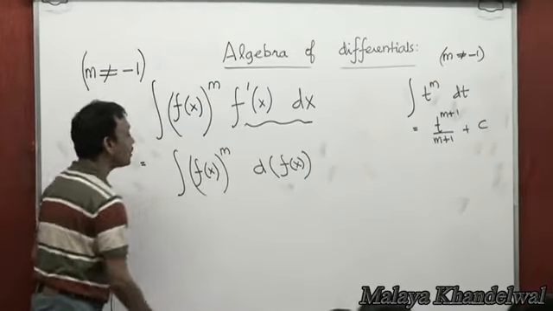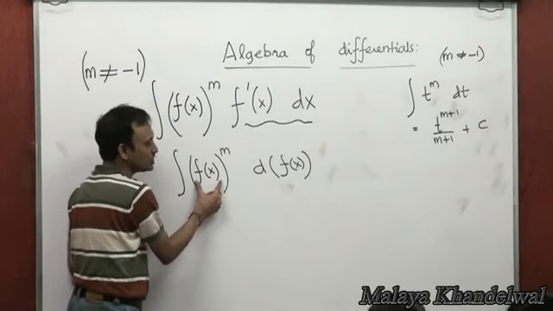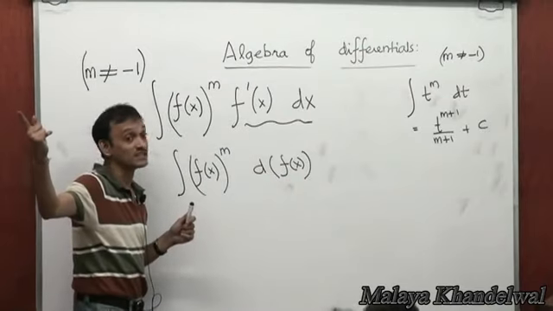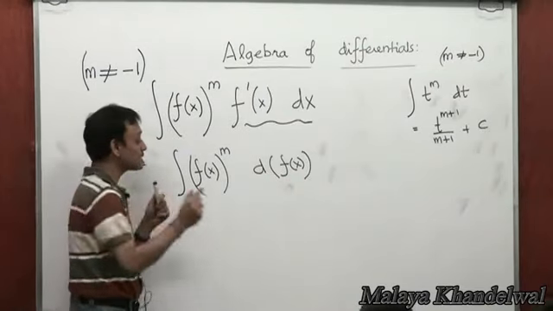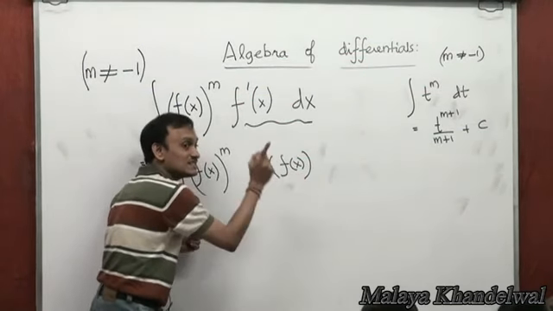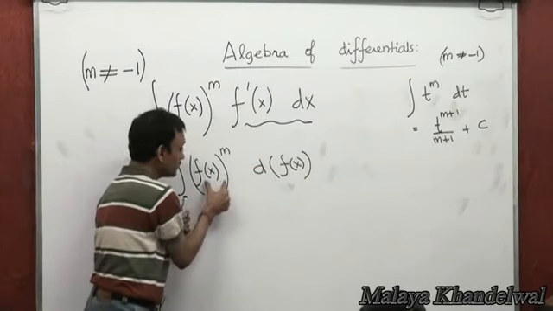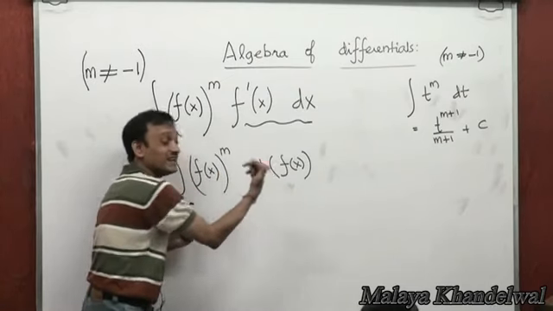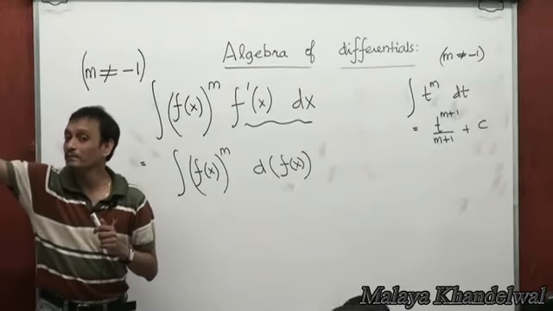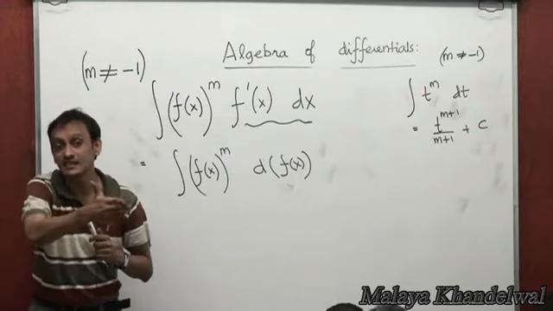Hey, do you realize that now this falls within that classification? This is t to the power m dt, where t is f(x). So it's the integral of t to the power m dt, where t is f(x). That's going to be t to power m plus 1 divided by m plus 1 plus c, where t is f(x).